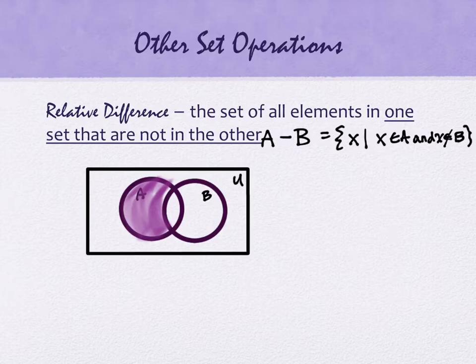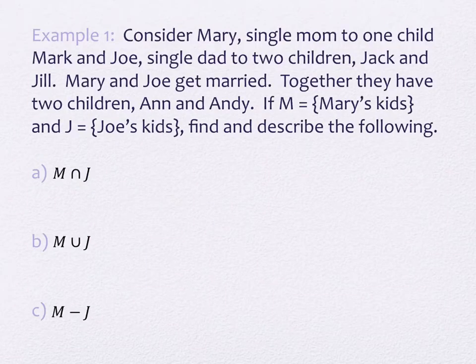Okay, so we are going to do a blended family example actually. So we're going to consider Mary, single mom to one child, Mark, and Joe, single dad to two children, Jack and Jill. Mary and Joe get married, and together they have two children, Anne and Andy. If M is Mary's kids and J is Joe's kids, find and describe the following. So M intersect J. What would that be describing in our scenario? Kira? Yeah, so this is the kids they had together.